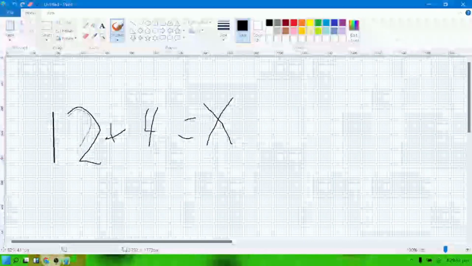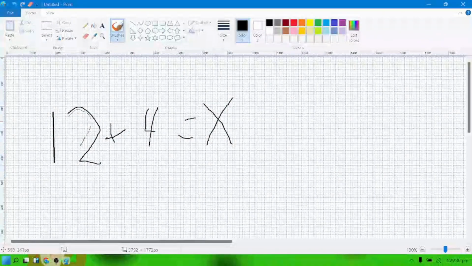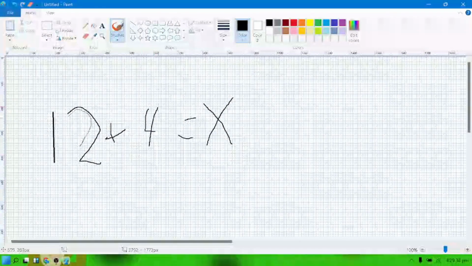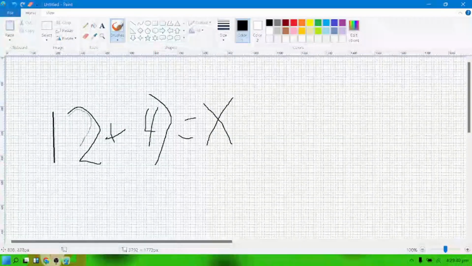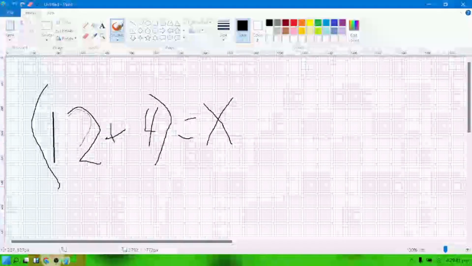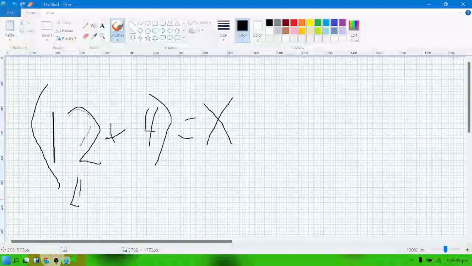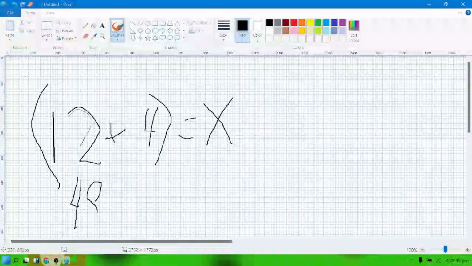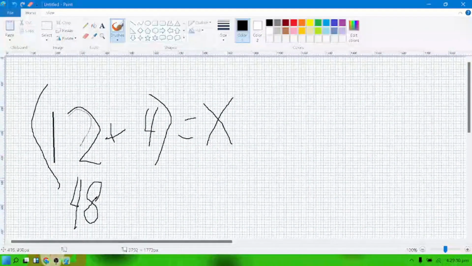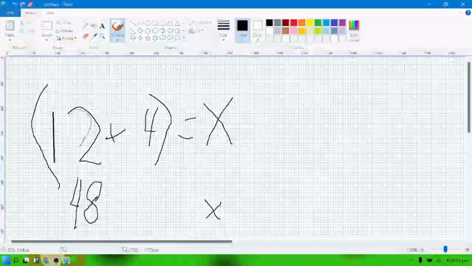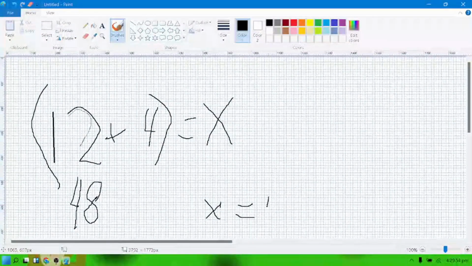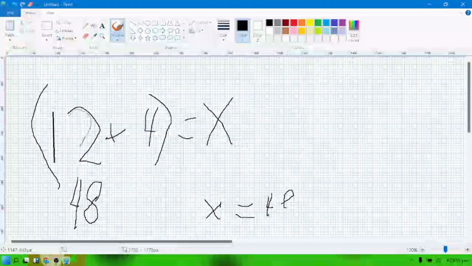To solve this, we can do 12 times 4, which if we put in parentheses for an equation like this, is 48. It takes to the commutative property. We can also write it as x equals 48, which was an easy one.